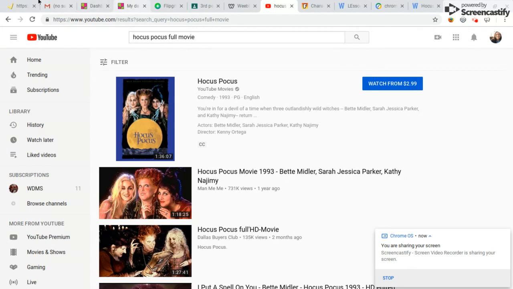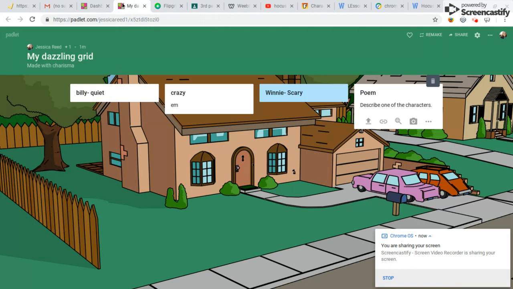We would also use Padlet. This is just an example of a Padlet my kids used. I love The Simpsons, and so I described one of the characters. This was a morning warm up. They came in, logged on to Google Classroom, and then did this. As you can see, I have Billy, quiet. One of my kids just said crazy, and I'm not sure who she was describing. And Winnie would be scary.